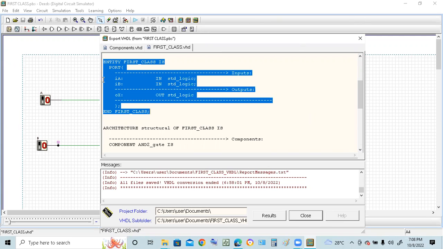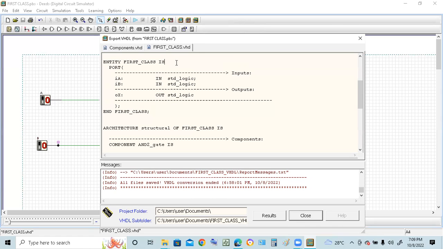All right, that section is the part of the VHDL code that deals with the circuit composition, like all of the input and output gates that are created and established in there. The name of it is called entity. You give the entity a name. This section is called entity, and the name of it is first underscore class. Right, that's the name of it.